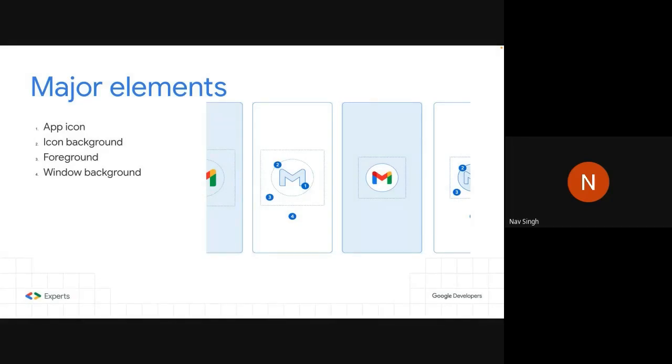Basically, it has four major icons. Ultimately, there is one other one; we will cover that later. But these are the major four components, I can say. The first one is the application icon. On the right side, I have an image from the Gmail splash screen. So the first one is the email icon. The second one is the icon background. Third is the foreground, and fourth is the window background. And all these properties you can define in your application.